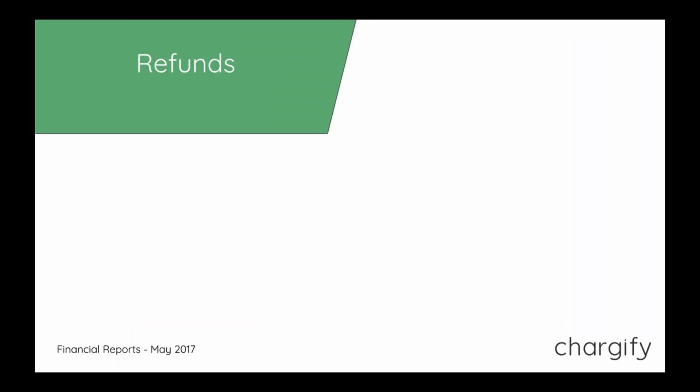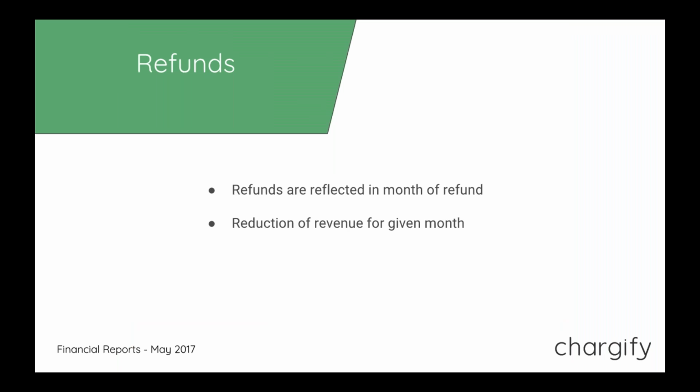A quick note on refunds before we move on. Refunds are reflected in the month that the refund was performed, regardless of the date of the original payment. The result is a reduction of revenue for the month the refund was actually performed. For example, if you bill an automatic subscription on January 31st and perform a refund on February 1st, the refund will be recorded in the month of February.